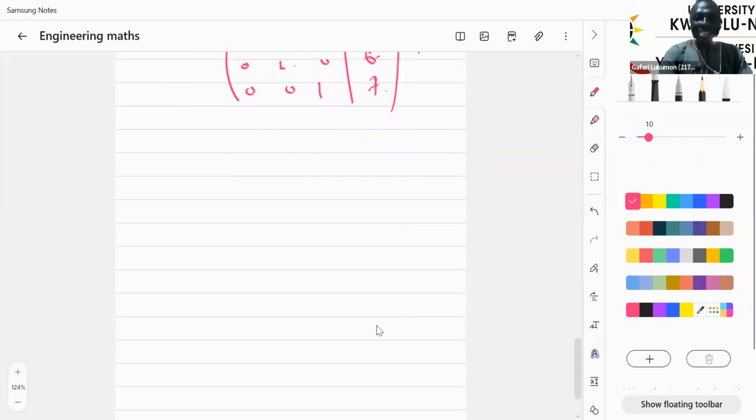You know your identity matrix I explained the other time. Identity matrices are matrices where all the elements are 0 except those along the leading diagonal. You know, the leading diagonal is this. So when you have this kind of matrix, then we call it an identity matrix. That is, you have 1, 0, 0, 1. That's for a 2 by 2 matrix.